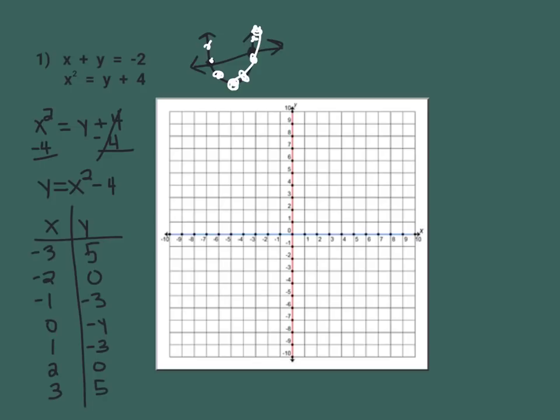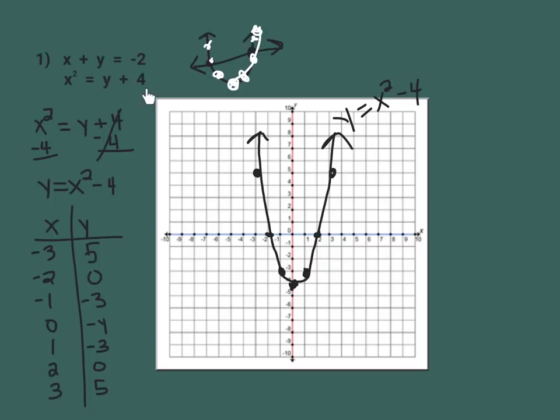Okay, so let's plot those. So we have negative 3, positive 5, negative 2, 0, negative 1, negative 3, 0, negative 4, and then a parabola heads back up in the same direction it went down. It's symmetric. So I'm going to connect those. Sorry, it's tough to draw on this thing. And I want to label that. So I'm going to label it with the equation I made it into, y equals x squared minus 4. If you wanted to label it with this original equation right there, you could do that too.